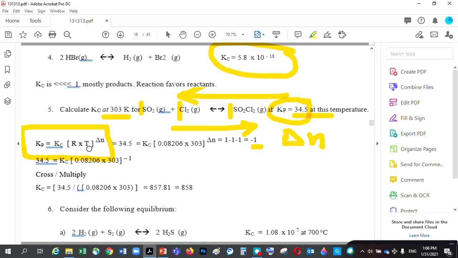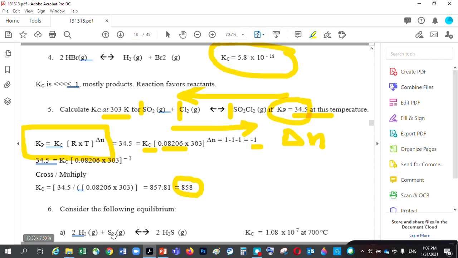The Kp is given to you, 34.5. Kc is what you have to work out. The gas constant is 0.08206 liter atmosphere per mole Kelvin, and the temperature is 303 Kelvin. And delta n is minus 1. So just do your math, cross multiply, and your Kc is 858.